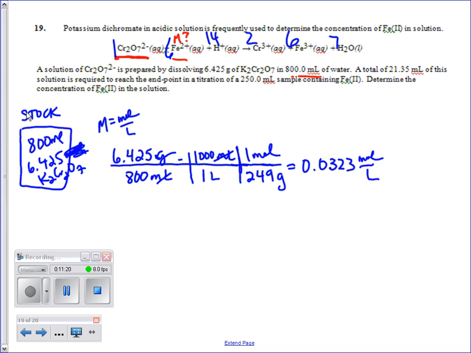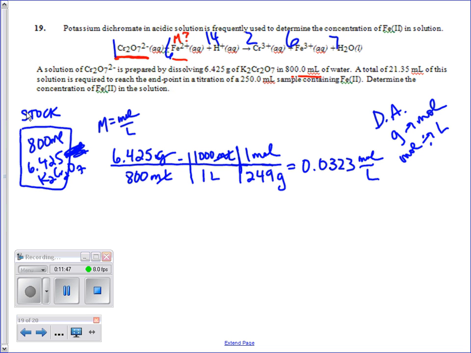If you didn't like solving it this way and you wanted to do dimensional analysis, you could have first converted the grams of potassium dichromate to moles directly, just using your simple grams per molar mass, and then take those moles and then divide them by liters. And that would have given you your molarity that way. I just did it all in one step instead of two.